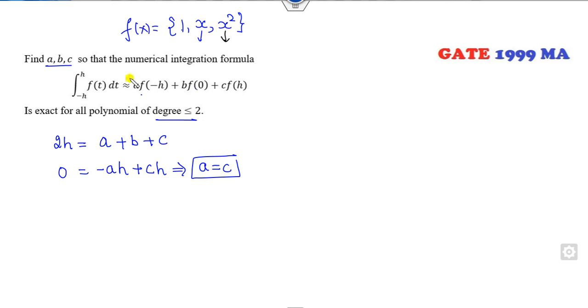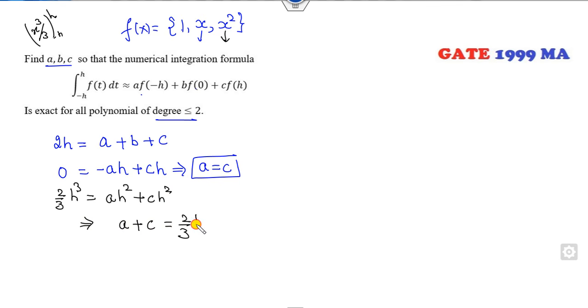Then if I take x square, integration of x square will be x cube by 3 over the domain minus h to plus h. It will be 2 over 3 h cube. On the right side it's A times h square plus B times 0 plus C times h square. So from here you can see A plus C is 2 over 3 h. Since A and C are the same, I can solve these two equations quickly. A and C both come out to be 1 over 3 h.